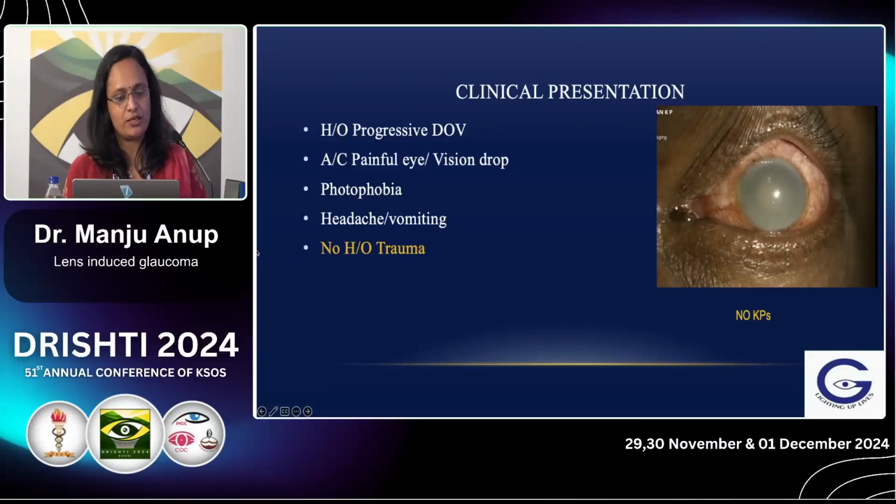On examination, there will be conjunctival congestion. Depending on the intraocular pressure, there can be epithelial edema. The anterior chamber will be deep in these cases, and you can see the lens matter in the AC, known as pseudohypopyon. There will be a raised intraocular pressure. Again, you can see a mature cataract. Gonioscopy may not be possible, but the angles should be open. There won't be any KPs on the endothelium.